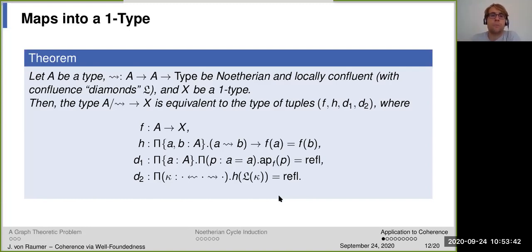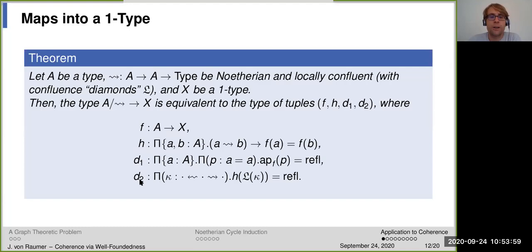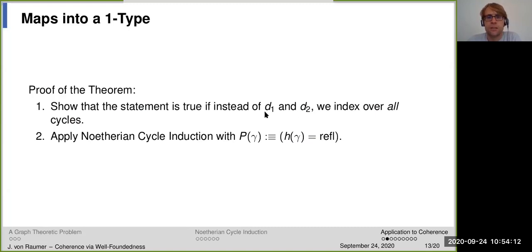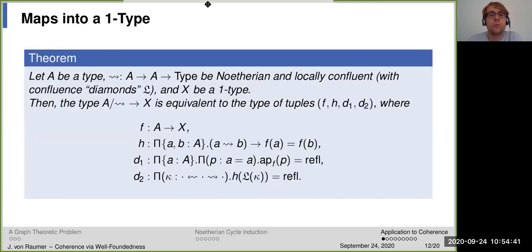And how do we prove this theorem from the induction statement? First, and I will not go into details of this, we can show in a pure HoTT-typical proof a characterization that, instead of having D1 and D2 here, instead of having the confluence diamond here, uses all cycles. This should just mean instead of D2. So we would first prove this easier to prove but harder to use statement, and then we can apply the Noetherian cycle induction with the statement that H of gamma is mapped to refl. And so let's see how we can use this theorem here.